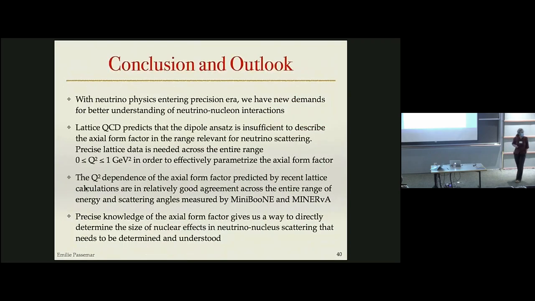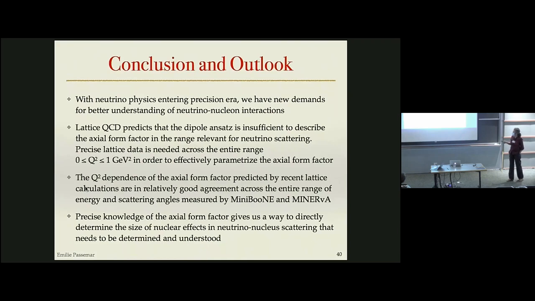So let me conclude. With neutrino physics entering the precision era, we have new demands for a better understanding of neutrino-nucleon interaction. Lattice QCD predicts that the dipole ansatz is insufficient to describe the axial form factor in the range relevant for neutrino scattering. Precise lattice data is needed across the range of Q squared between 0 and 1 GeV squared in order to effectively parameterize the axial form factor.